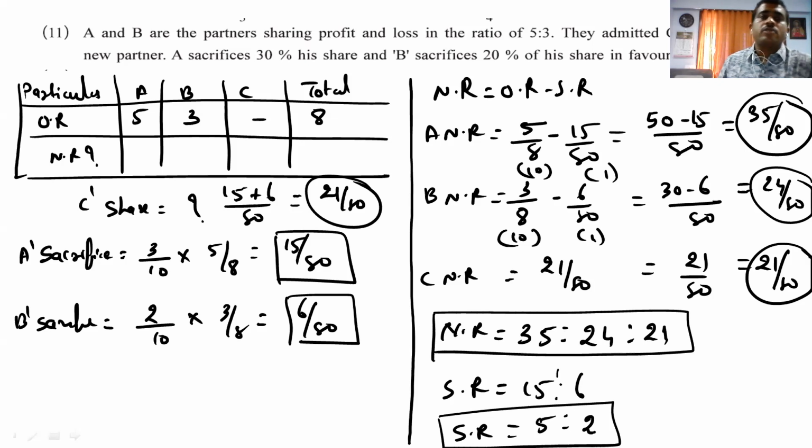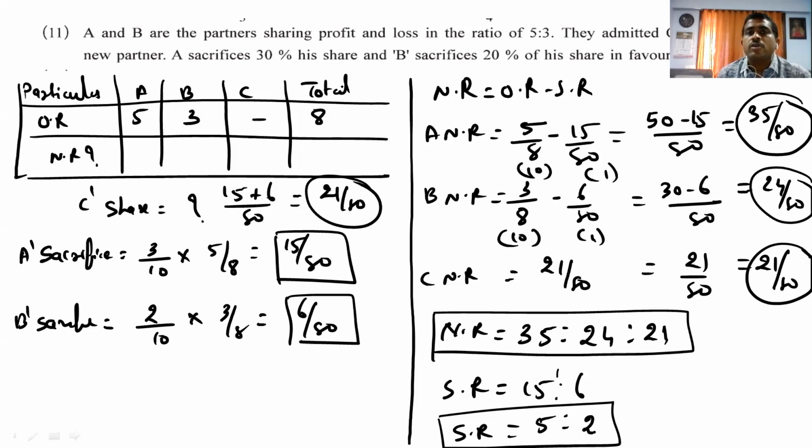Right? So the 11th question says this. A and B are the partners sharing profit and loss in the ratio 5 is to 3. They admitted C as a new partner, and A sacrificed 30% of his share. So 30% of his share is 3 by 10 into 5 by 8. 3 5s are 15, 10 8s are 80, so 15 by 80. B sacrificed 20%, that is 2 by 10 into 3 by 8, 6 by 80.